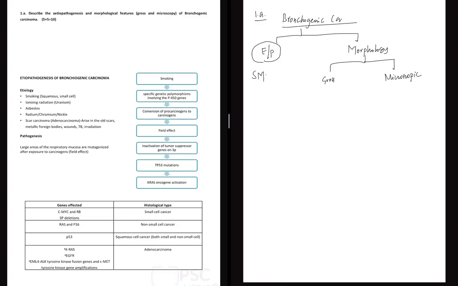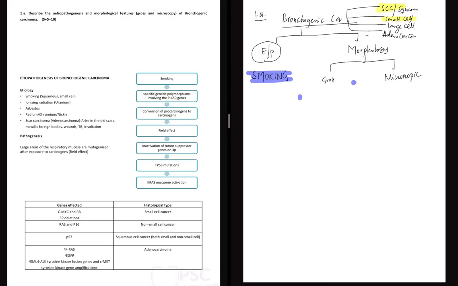Okay, the smoking part. Now, apart from smoking, because in bronchogenic carcinoma there are 4 different entities. You have squamous cell carcinoma, you have small cell carcinoma, and you have large cell carcinoma also, which is a separate entity, and you have adenocarcinoma, which is not related to smoking. The only 2 cancers which are related to smoking are squamous cell carcinoma and small cell carcinoma.